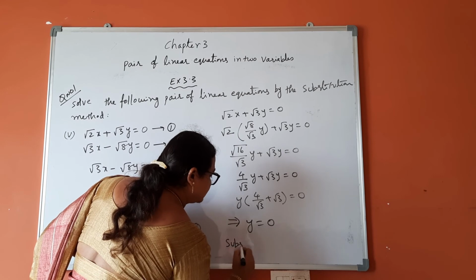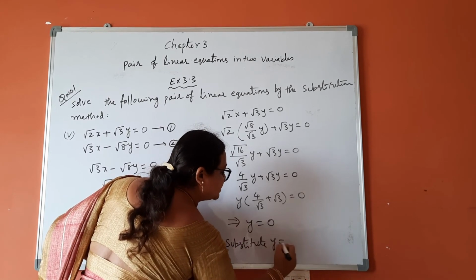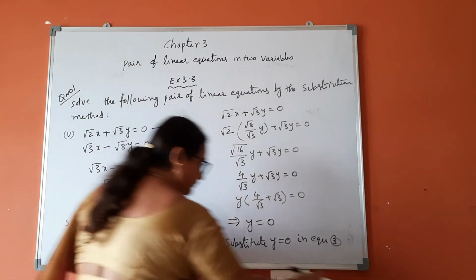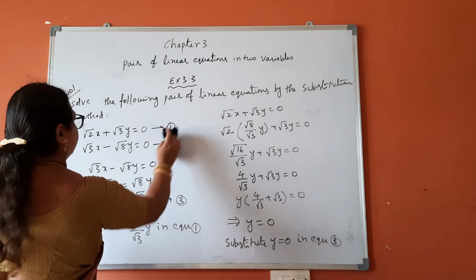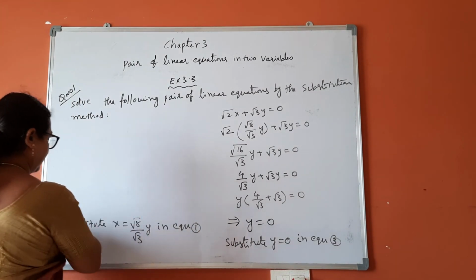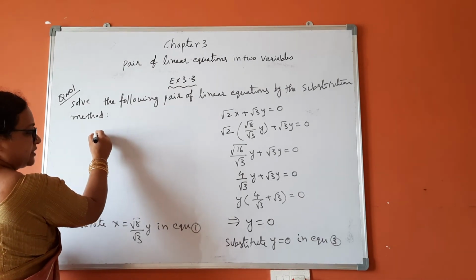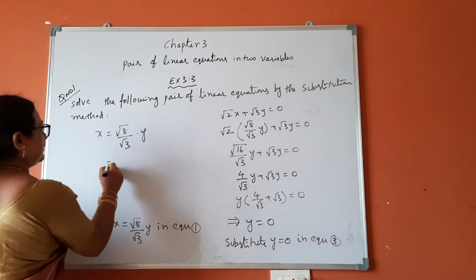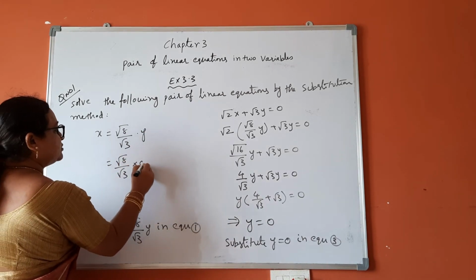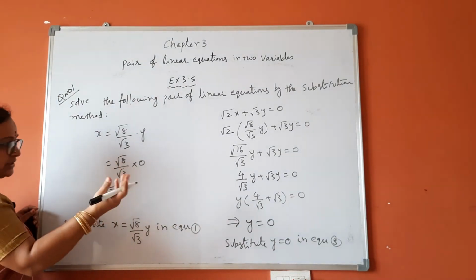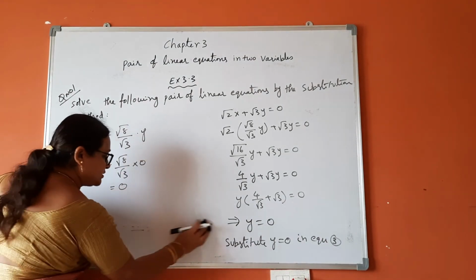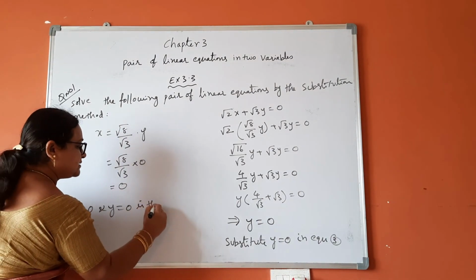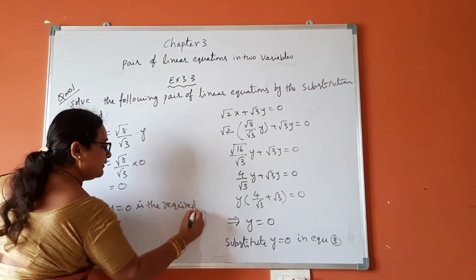Now substitute y is equal to 0 in equation 3. So equation 3 is x is equal to root 8 by root 3 into y. Root 8 by root 3 into 0. Anything into 0 is 0. So x is also 0. Therefore, x is equal to 0 and y is equal to 0 is the required solution.